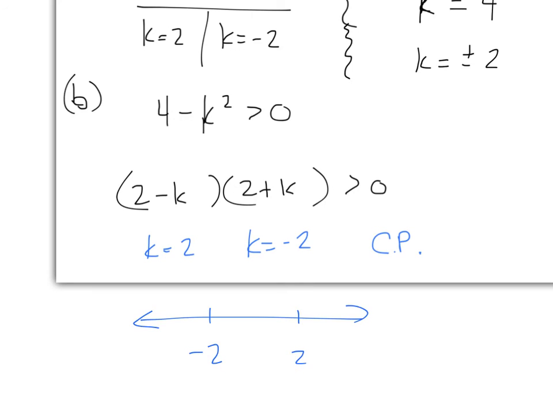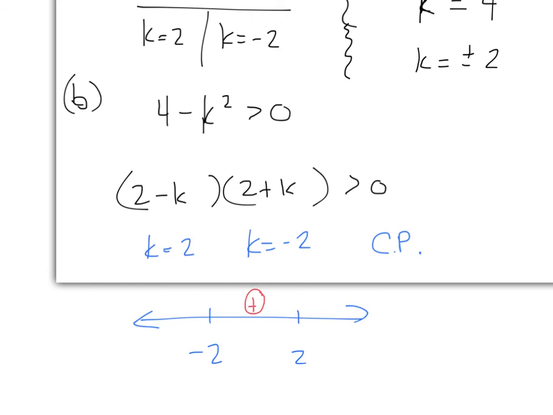So we want to know which regions, remember these are 3 regions here, are greater than 0. Which of the 3 regions, the middle one or the outer 2, are greater than 0? So test the middle one. Why am I going to test here? Somebody tell me why I would test the middle first. 0. Plug in a 0 here and here. You get 2 times 2, which is positive. So this region is positive.